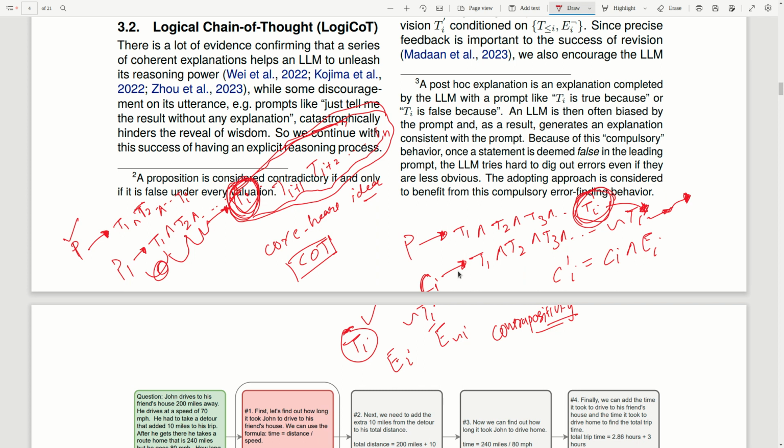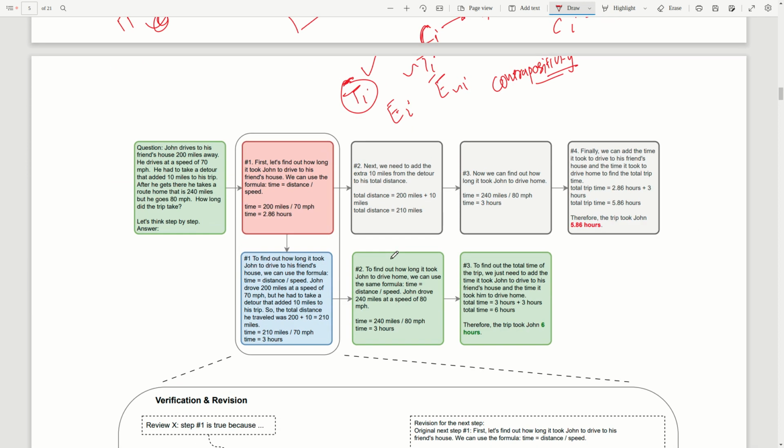So now look at the example and everything will be clear. Here is the prompt from the user. The question is: John drives to his friend's house 200 miles away. He drives at the speed of 70 miles per hour. He had to take a detour that added 10 miles to his trip. After he gets there, he takes a route home that is 240 miles, but he goes 80 miles per hour. How long did the trip take?